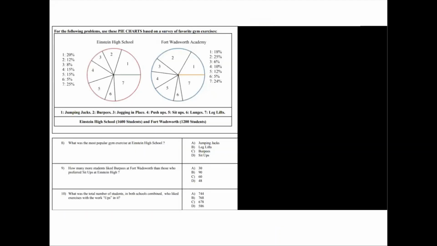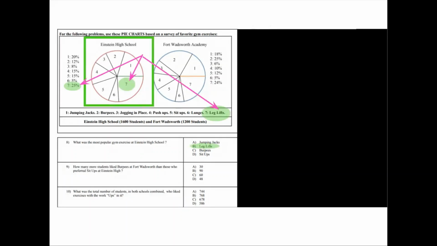Question number 8. For the following problems, use the pie charts for the survey of favorite gym activities, comparing Einstein High School and Fort Wadsworth Academy. Question 8 is, what's the most popular gym exercise at Einstein, which is the school on the left? For that pie chart, the largest slice is hard to see, but there is a key here that says that's 25% of the student population, leg lifts, and the correct answer is B.